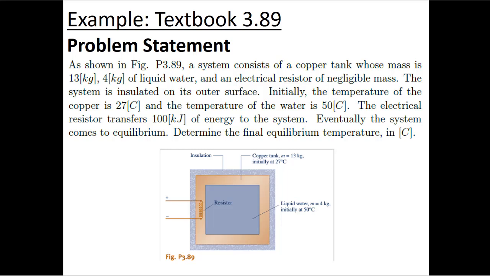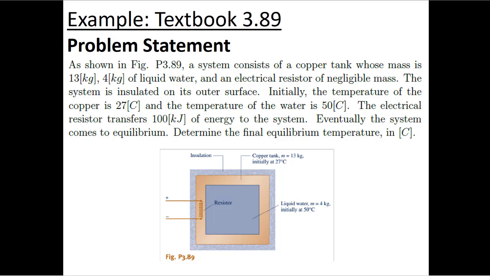So now we're going to do a bit of a problem that talks about the first law, now that we know a little bit more about how to find U. As shown in this figure at the bottom, a system consists of a copper tank whose mass is 13 kilograms, 4 kilograms of liquid water, and an electrical resistor of negligible mass.